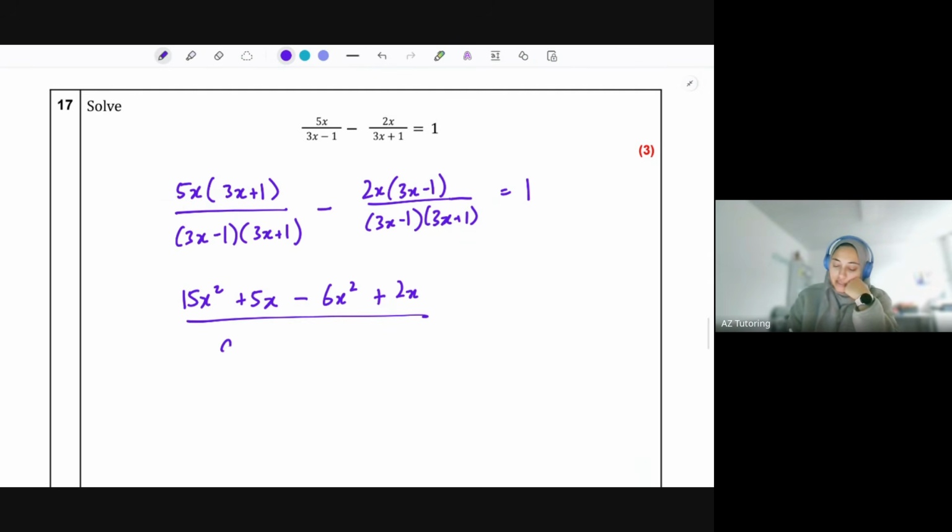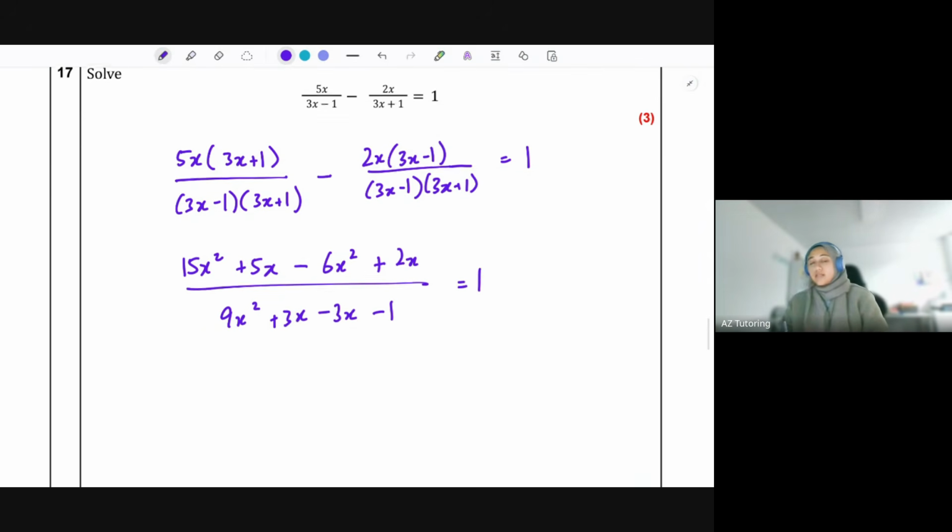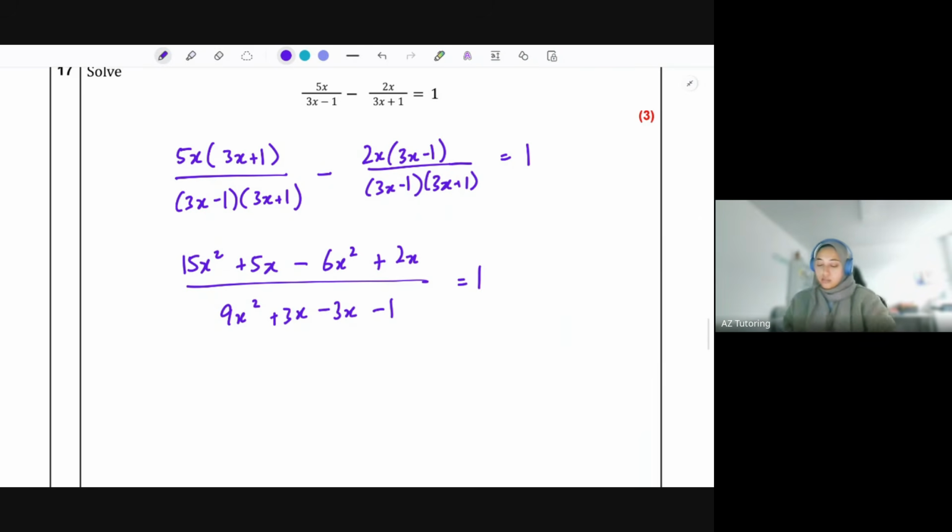3x times 3x is 9x squared. 3x times 1 is 3x. Minus 1 times 3x is minus 3x. And then minus 1 times 1 is just minus 1. That equals 1. Let's collect the like terms on the numerator and the denominator. 15x squared minus 6x squared is 9x squared. And we've then got 5x plus 2x, which is plus 7x, over 9x squared. 3x minus 3x is 0, x, that's gone. And then we've got minus 1, and that equals 1.